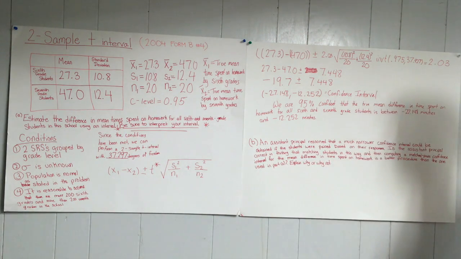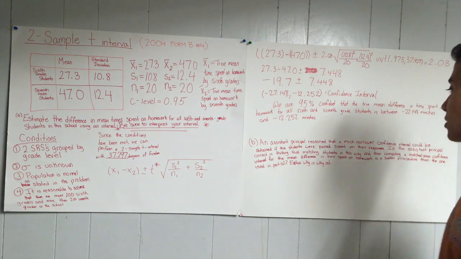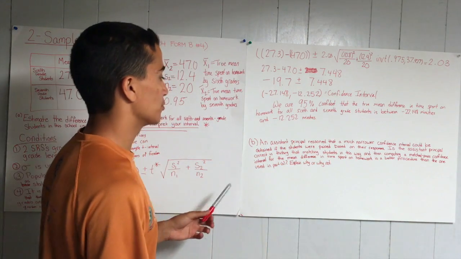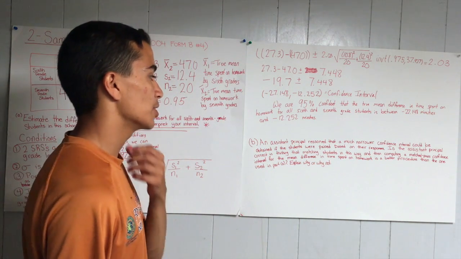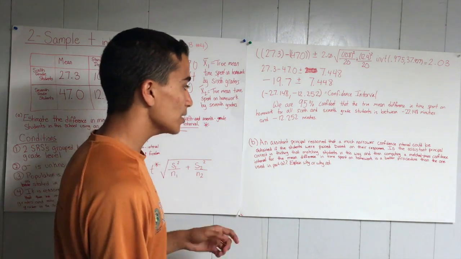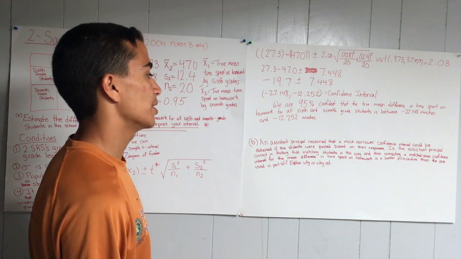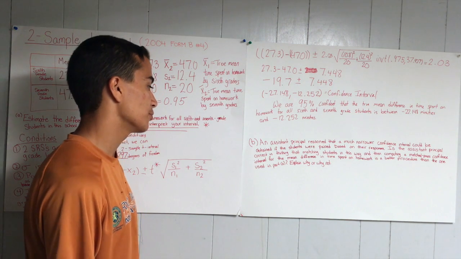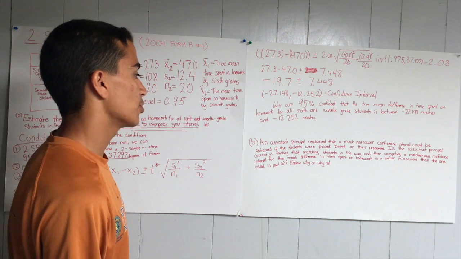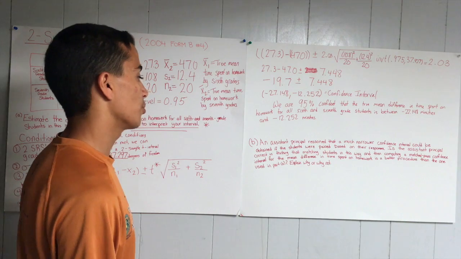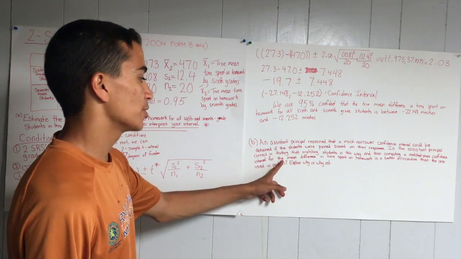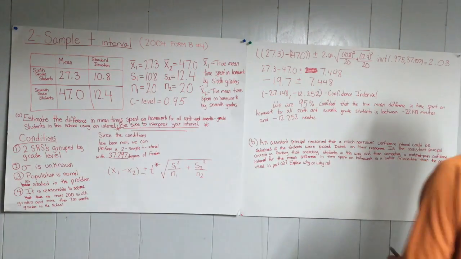Okay, so part B of the question gives you a scenario that an assistant principal reasoned that a much narrower confidence interval could be obtained if the students were paired based on their responses. Is the assistant principal correct in thinking that matching students in this way and then computing a matched pairs confidence interval for the mean difference in time spent on homework is a better procedure than the one used in part A? It tells you to explain why or why not.